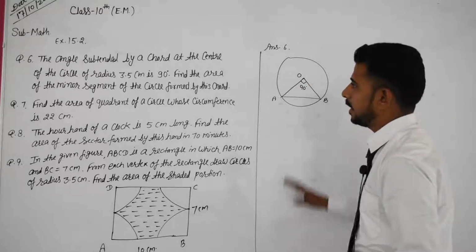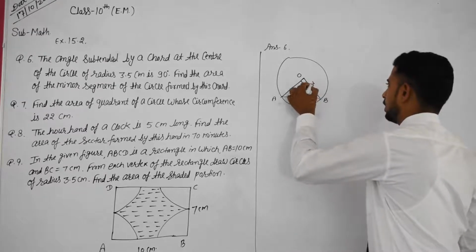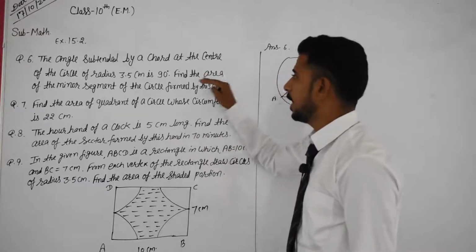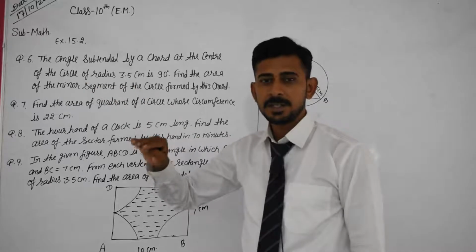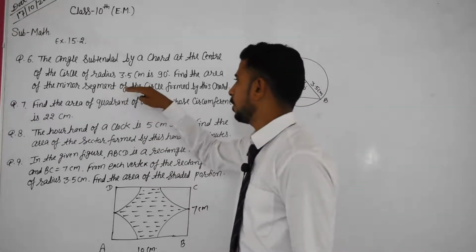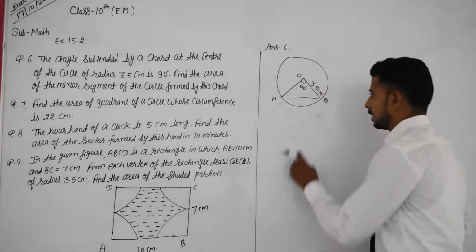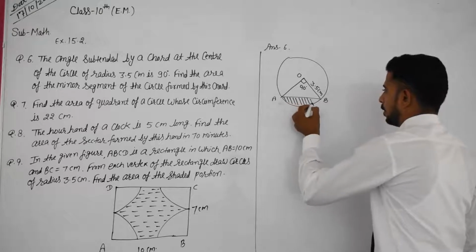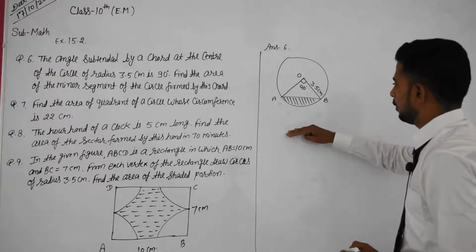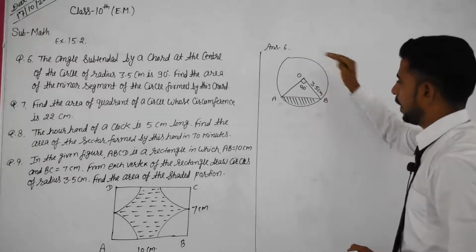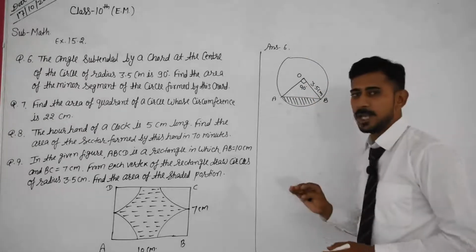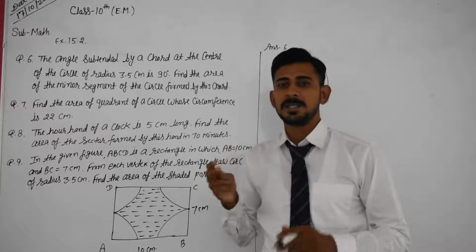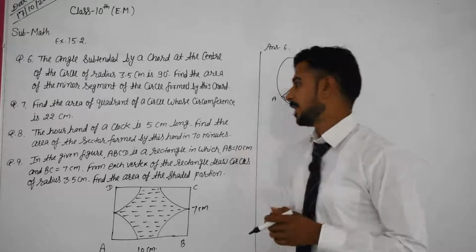Center is O and radius of this circle is 3.5 centimeter. Radius is also given. Then find the area of the minor segment of the circle formed by this chord, means this chord AB. Divide this circle in two parts: lower part of AB and upper part of AB. Lower part of AB is also a segment and upper part of AB is also a segment, but the lower part is smaller. It means this part is the minor segment and the upper part is the major segment.